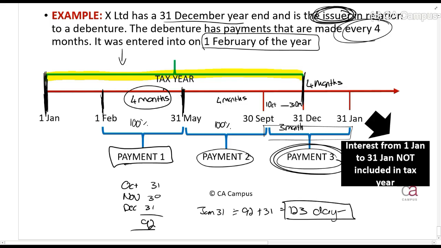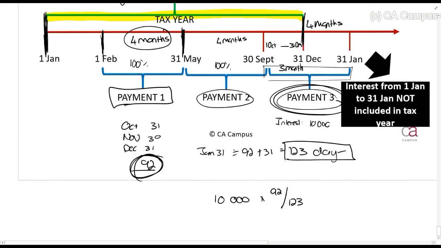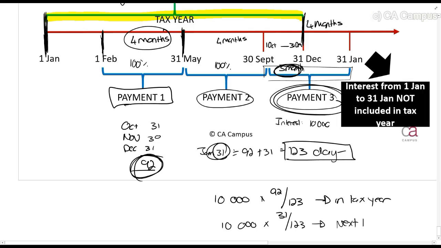So what does it mean? Assume that the interest over here was 10,000 rand for that payment. What is it going to mean for us? It means that the portion that falls in our tax year is 10,000 times 92, which is the period in our tax year, over 123 days. And that is what falls in our tax year. The amount of 10,000 times 31, which is January, over 123, is in the next tax year.